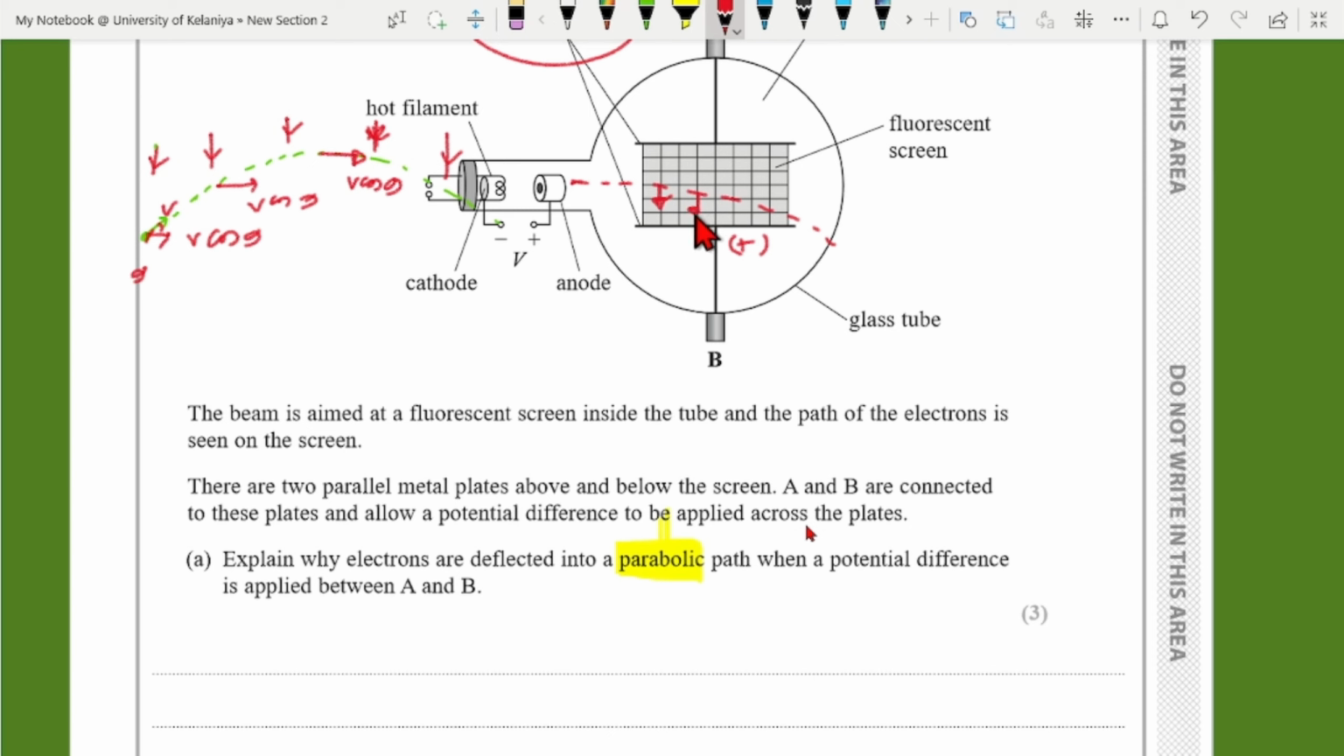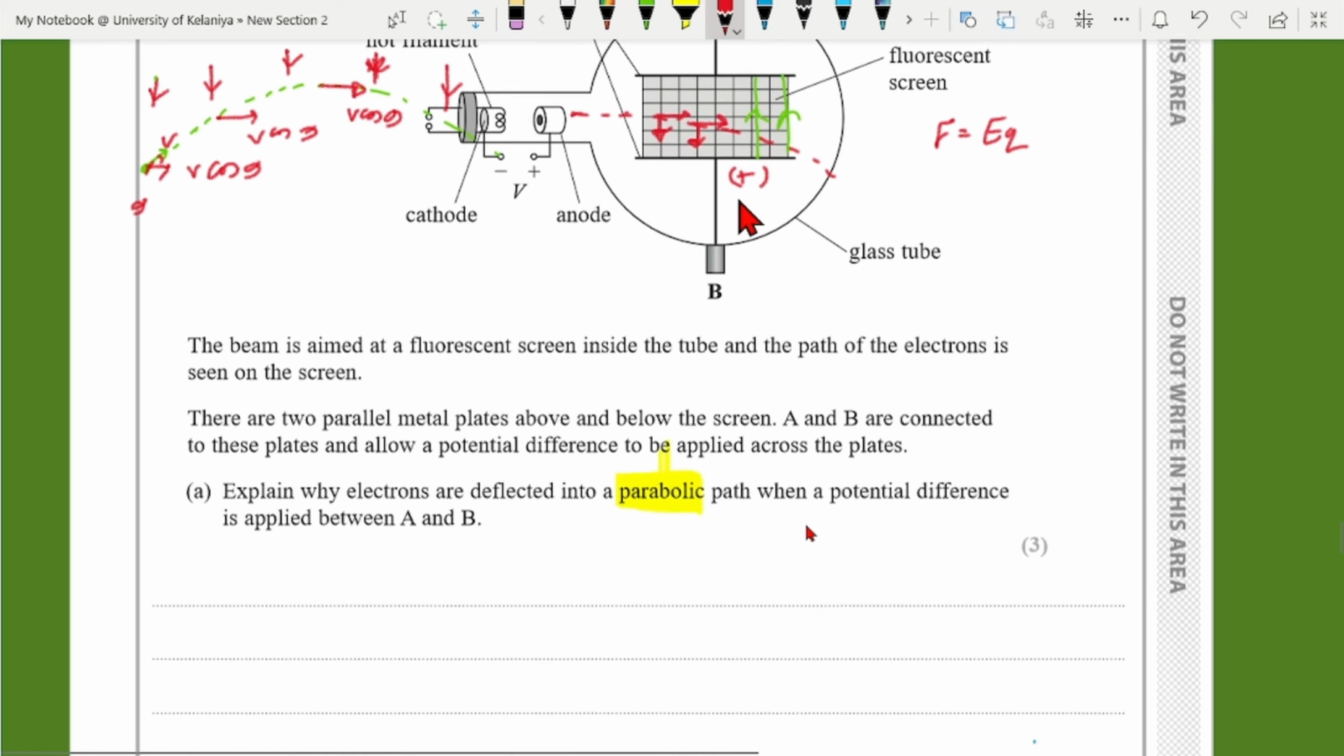Why? I hope you remember F equals EQ, because we have an electric field from positive to negative in between these parallel metal plates. So when an electron is in between these parallel metal plates, it will experience a force, and its acceleration is always along the vertical direction. What about the horizontal direction? The velocity of the electron beam is always constant along the horizontal direction.